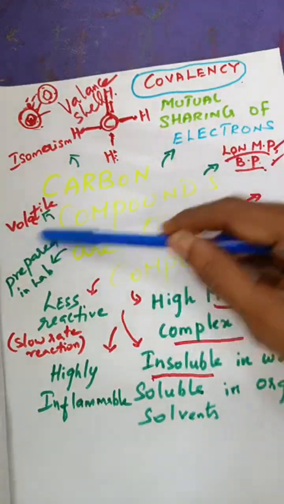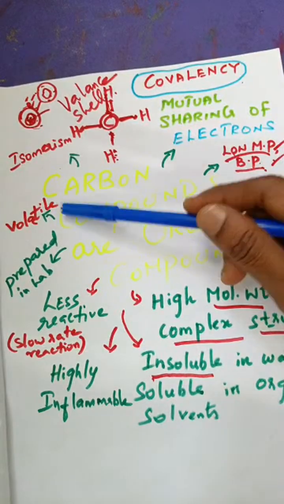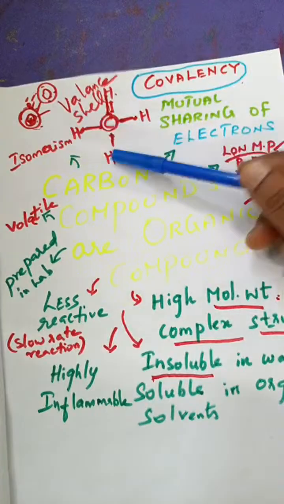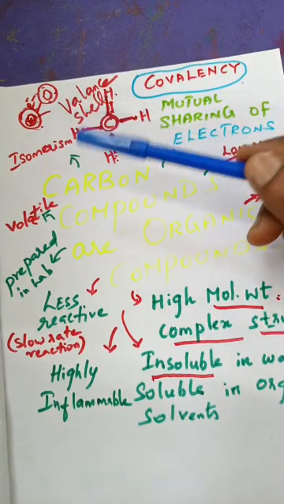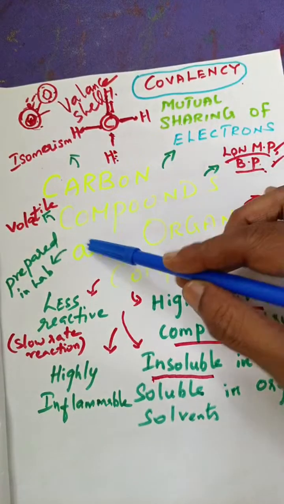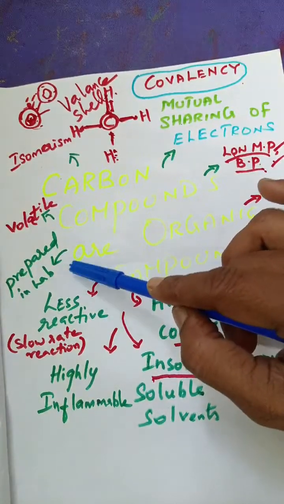Next, volatile. Volatile means they convert directly from the solid state to the gaseous form. They escape easily into the air. That's volatility. And not only that, these organic compounds can be made in the laboratory.